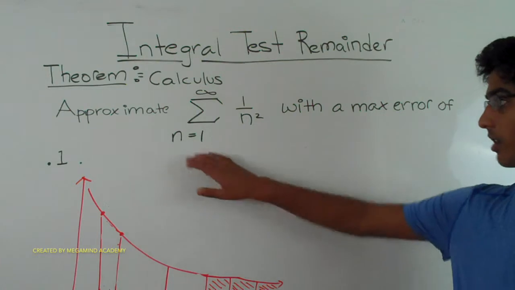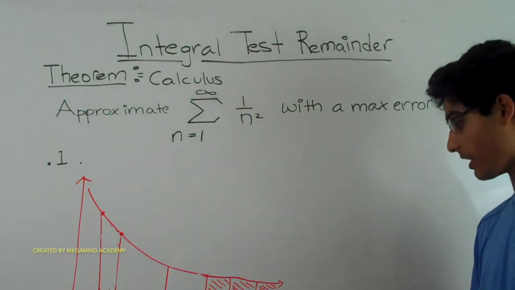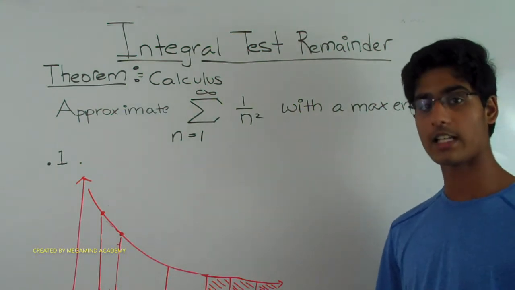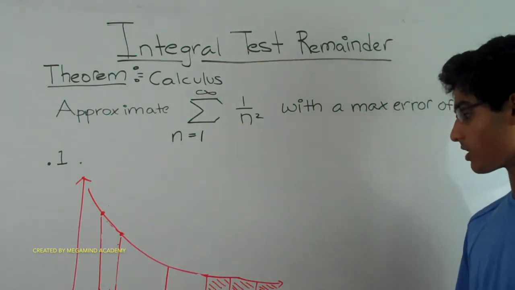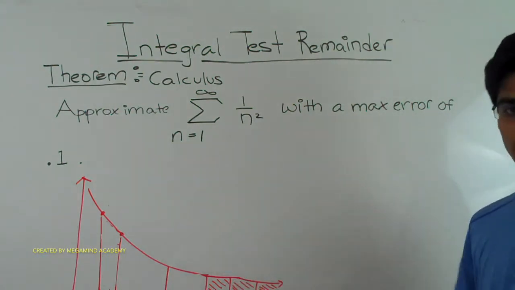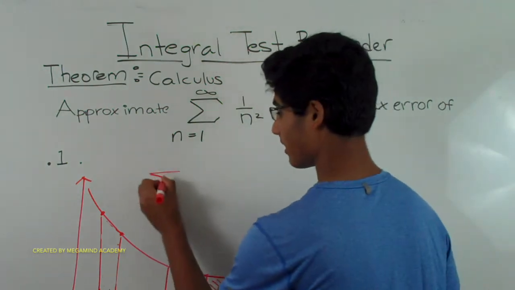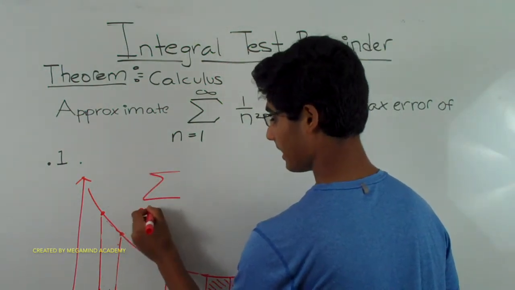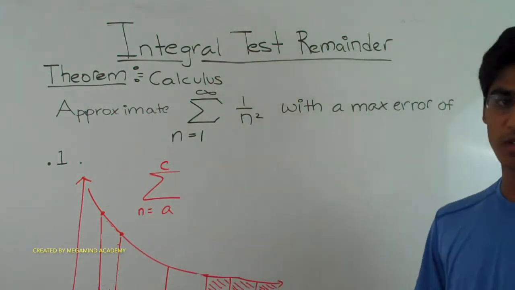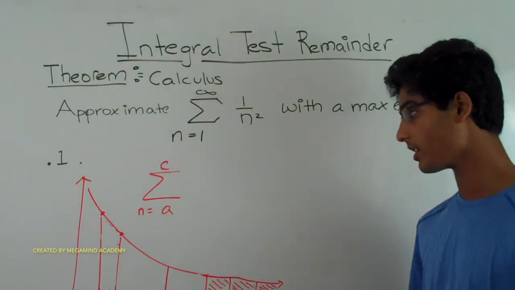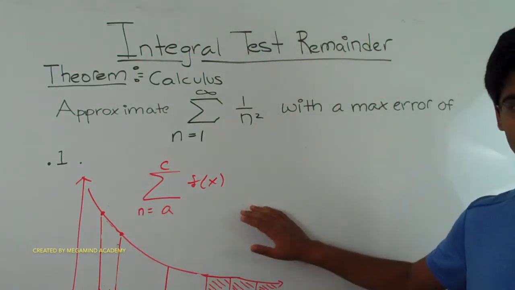Well, we know that it's really hard to figure out the actual value of a series, and that's what we're trying to approximate here. We also know, however, that it's really simple to calculate the sum of a partial series, or the partial sum. So what is that? Well, basically, it's just a series from n equals a constant a to a constant c. And we can just plug that into our calculator or do that manually of f of x. But this is really simple.